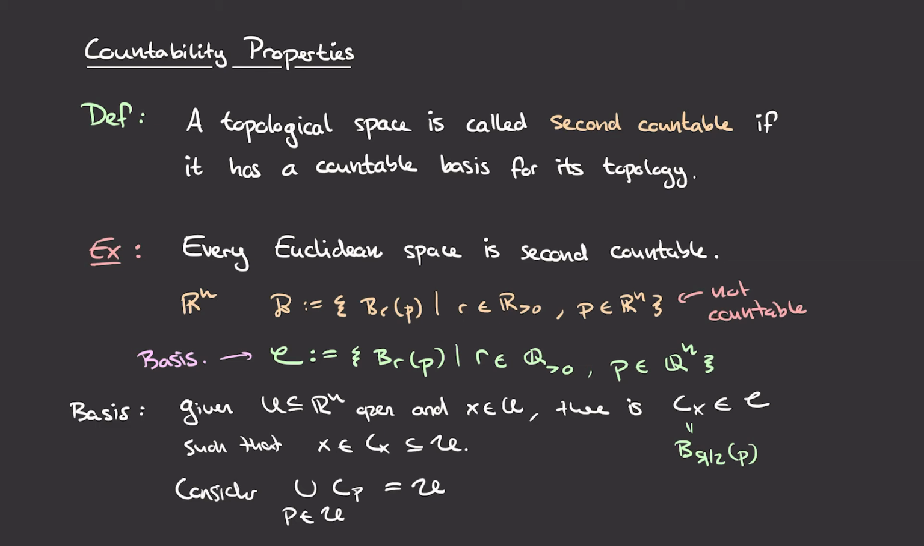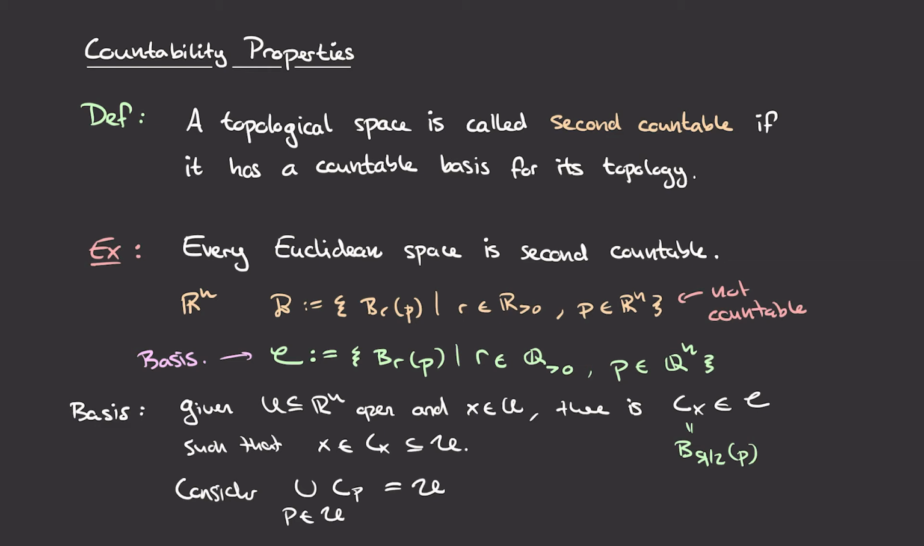So in summary, we can restrict this standard basis curly B to the collection curly C, where we only look at open balls which have rational radii and which lie at points with rational coordinates. And this collection curly C will still be a basis because the rationals lie dense within the reals. Moreover, this collection curly C is a countable collection, which shows that Euclidean space is second countable by the definition of second countability.